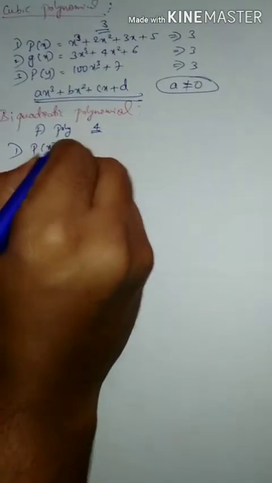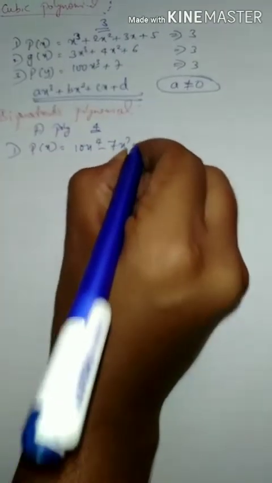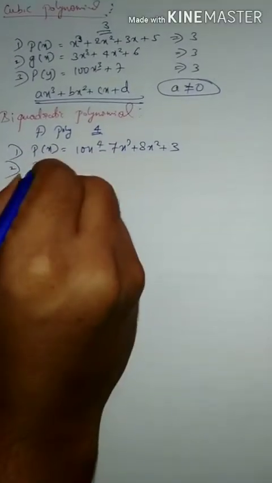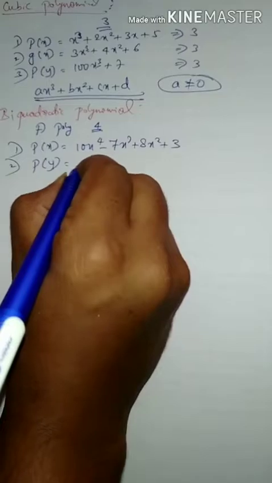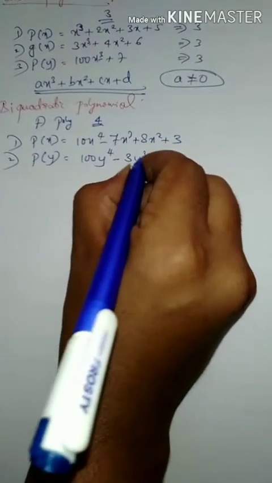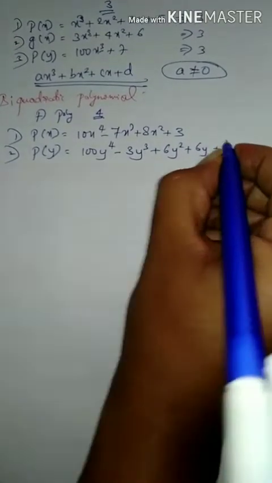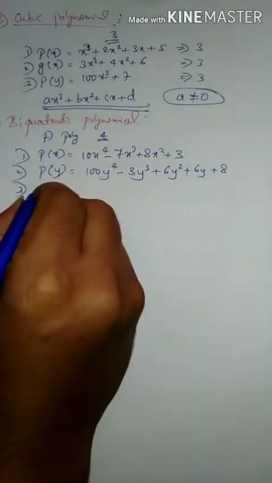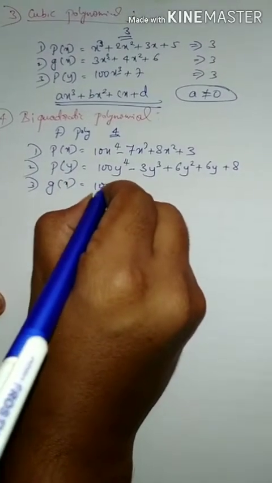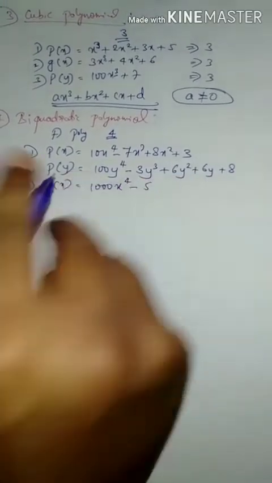First one, p of x is equal to 10x to the power 4 minus 7x cube plus 8x square plus 3. And second one, p of y is equal to 100y to the power 4 minus 3y cube plus 6y square plus 6y plus 8. And third one, g of x is equal to 1000x to the power 4 minus 5.